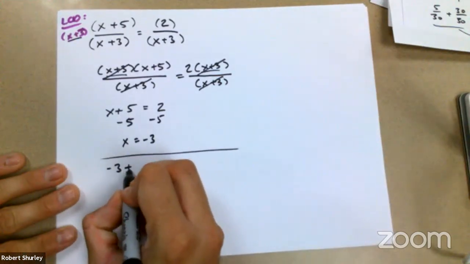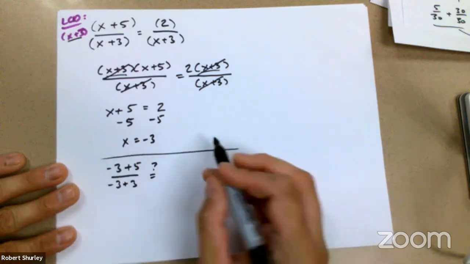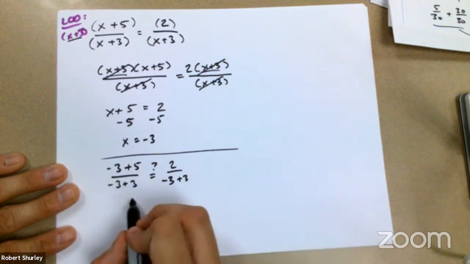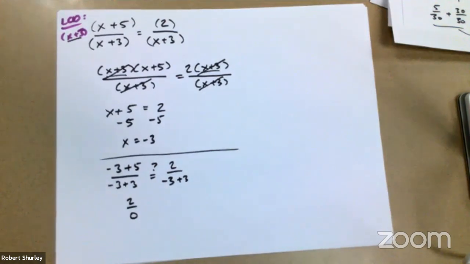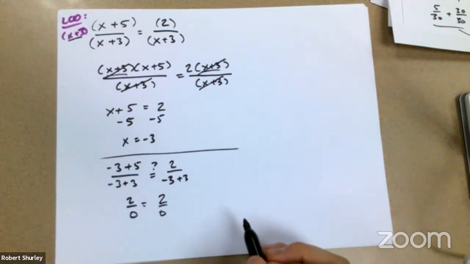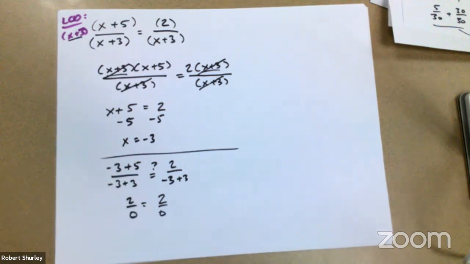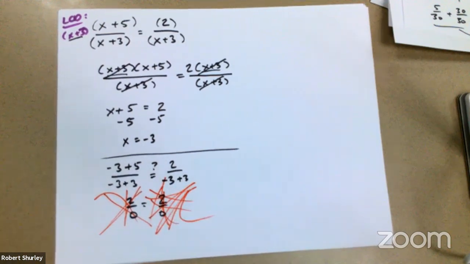So negative 3 plus 5 over negative 3 plus 3, is that equal to 2 over negative 3 plus 3? So we wind up with 2 over, oh no. We can't divide by 0, right? I know you're saying, but 2 over 0 equals 2 over 0. It doesn't in math, okay? When you see this 2 over 0, what's happened is it's undefined. These can't really equal each other anymore.